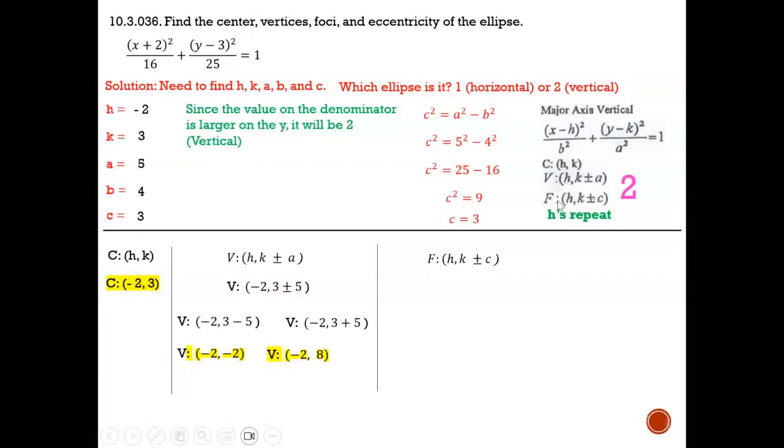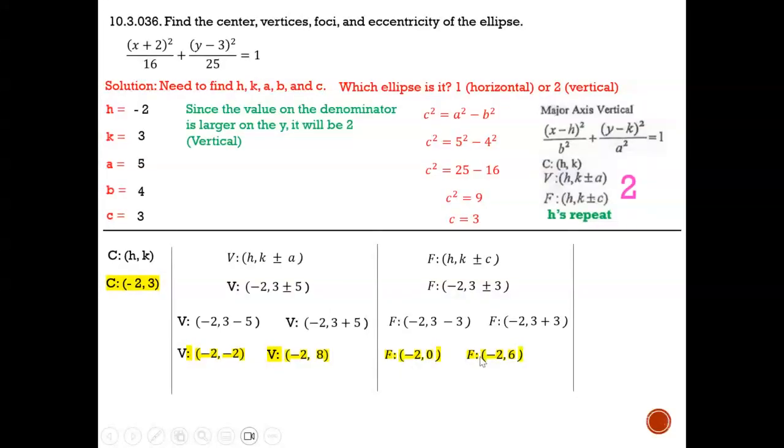The foci will be h, comma, k plus or minus c. So my h is negative 2, my k is 3, and my c is also 3. Plug everything in. So again, the plus or minus is going to be a plus and a minus. So it'll be negative 2, 3 minus 3, and negative 2, 3 plus 3. It's going to give us negative 2, 0, and negative 2, 6. These are my foci.